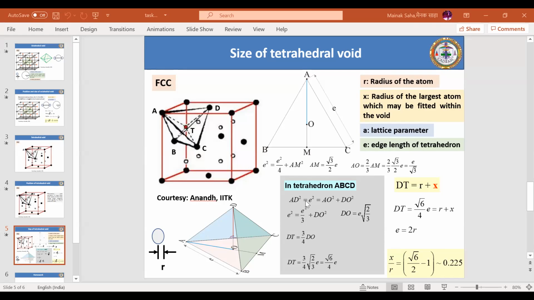E square is equal to what? So AO square. So AO is what? E by root 3. So it is AO square, E square by 3, plus DO square. So DO will be equal to what? E root 2 by root 3, isn't it?